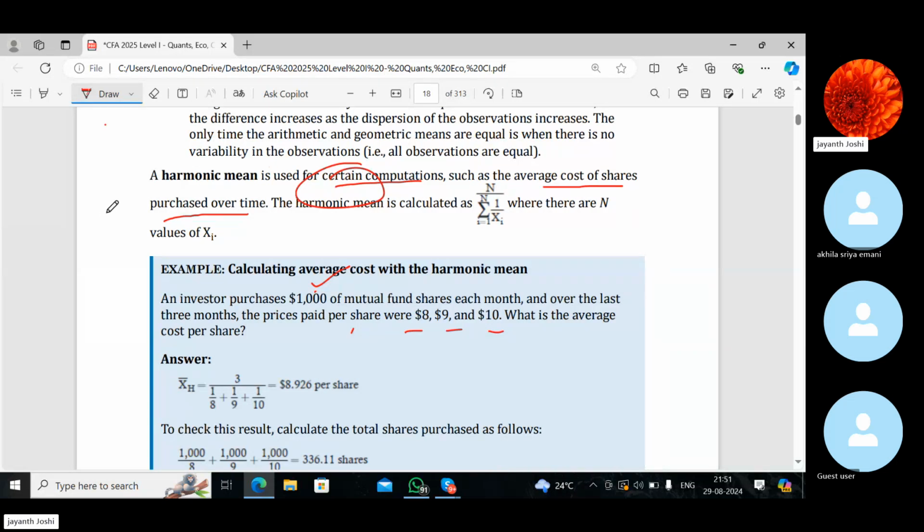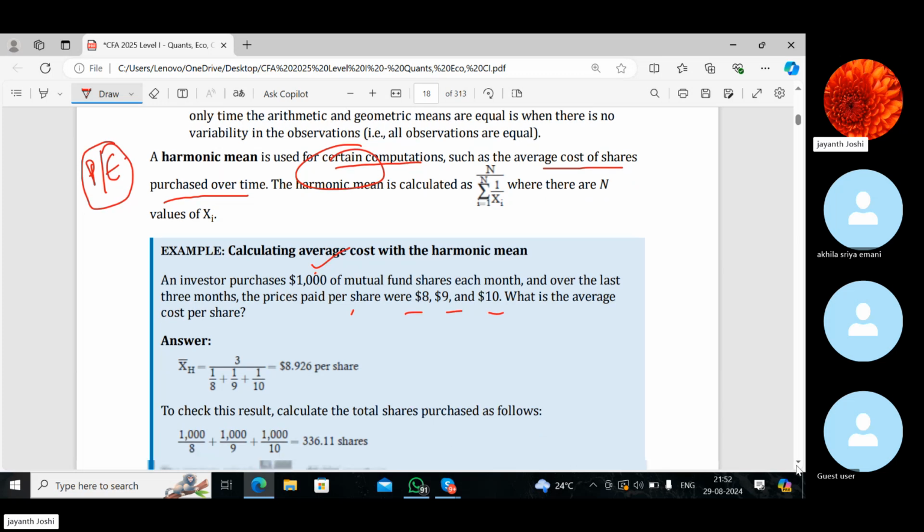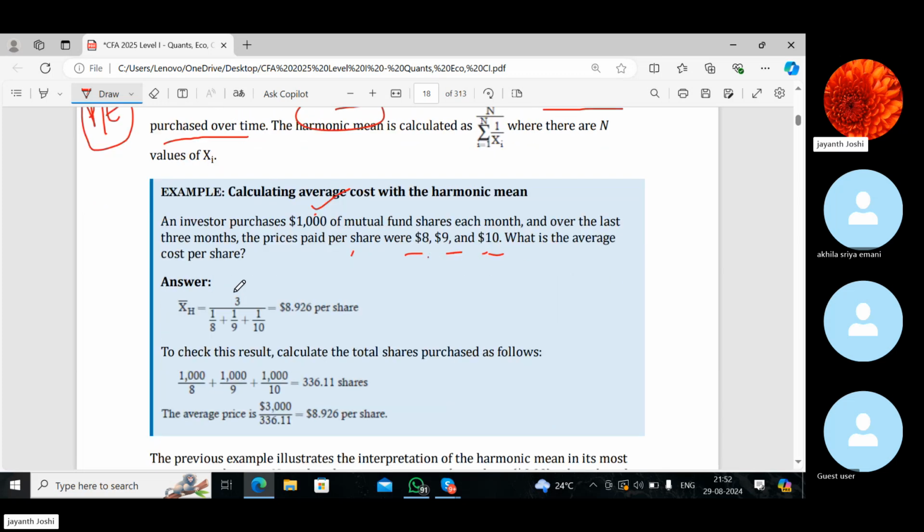But you give weightage to the minimum values, the least values. Fractions are small values, so you have very small values and you are giving weightage to them. Or else, let's say if you have a price to earnings ratio, this will be in fraction form. So if you see the data in terms of fractions, you can go for the harmonic mean. The formula is like the arithmetic mean, but with reciprocals. So we take the reciprocal of the values, and the number of terms is 3. So we get the average as 8.926 per share.